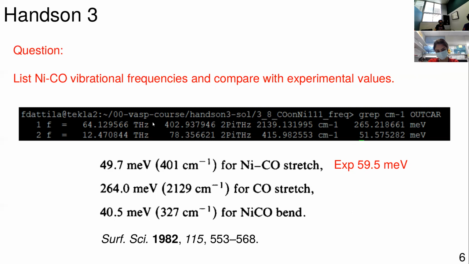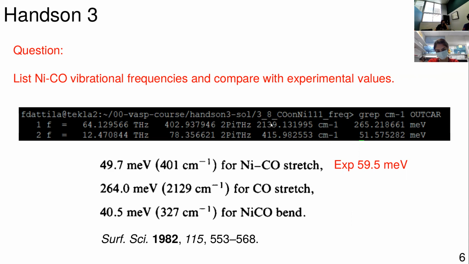Okay, so you see the way that VASP gives you the frequencies, they give you directly the frequency, so the wave number, centimeters to the power of -1, but they also give you the energy. So in this case, you can compare directly the energy, and you see the calculation that we have is in line with the calculation of previous state of the art DFT. Well, not really state of the art because this is really old, but one of the DFT calculations, let's say.